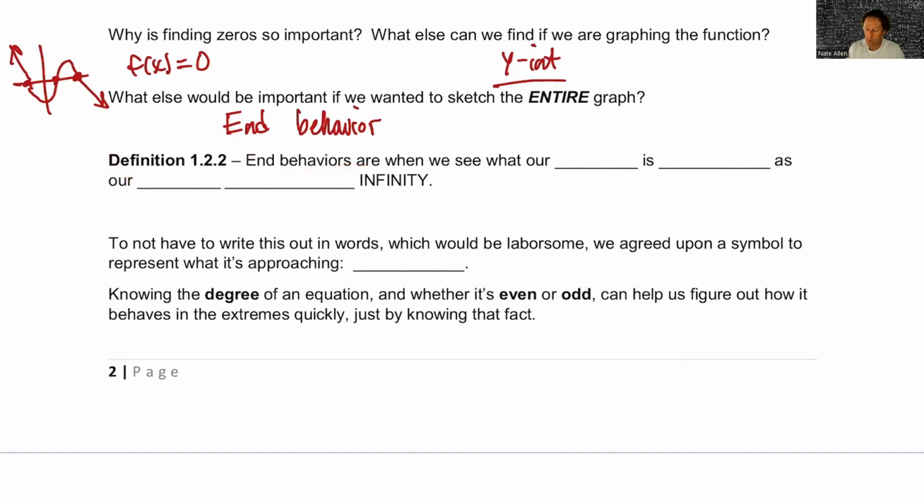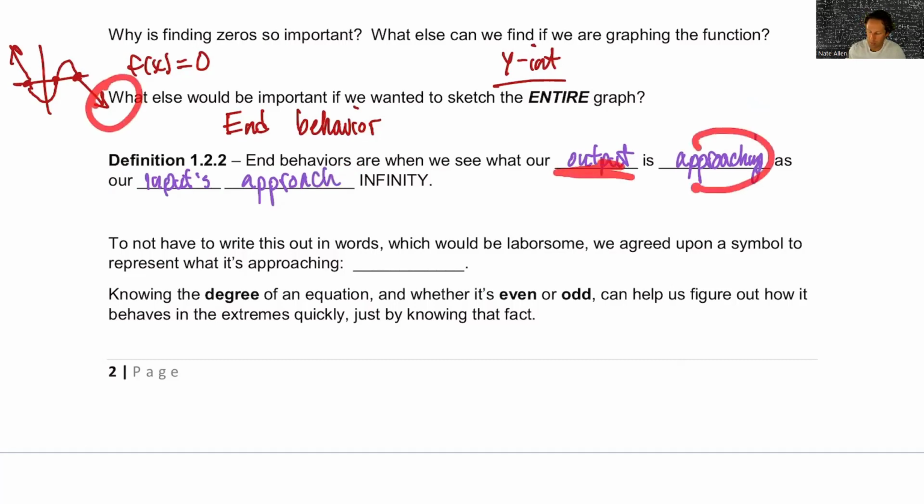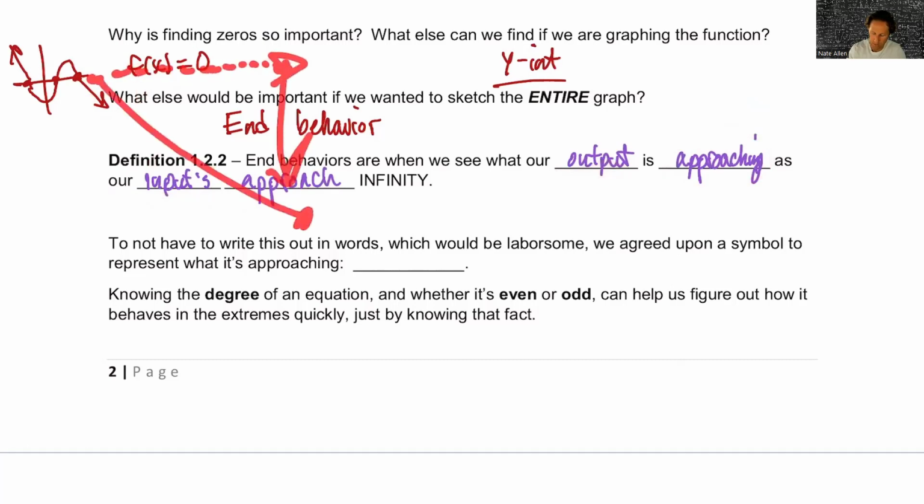End behaviors are when we want to see what? That's where we want to see what our outputs approach as our inputs approach infinity. So as our x gets larger and larger and larger, what do our y's do? Well, they also get larger, but in the negative direction. Or as it gets negative infinity for our x, what do our y's do? And again, it's all dependent on the function itself.